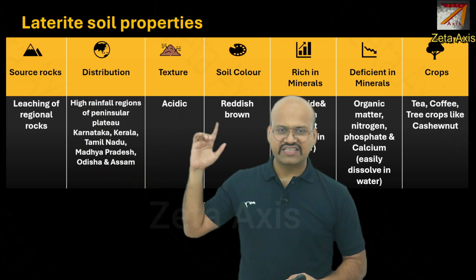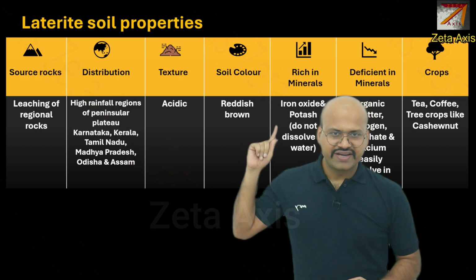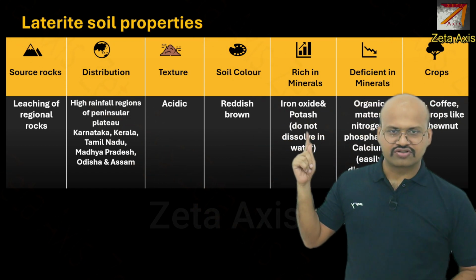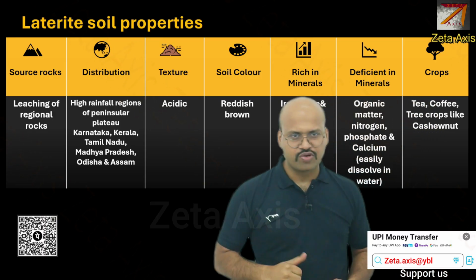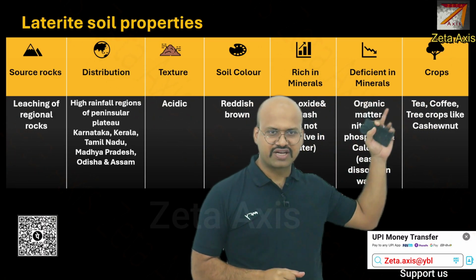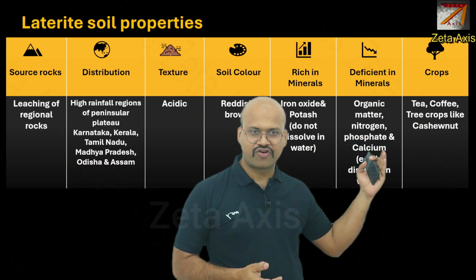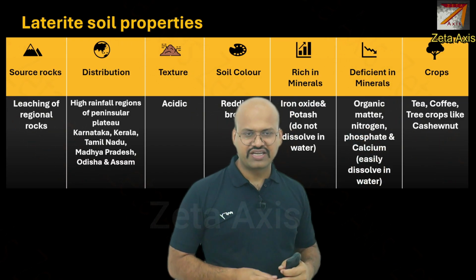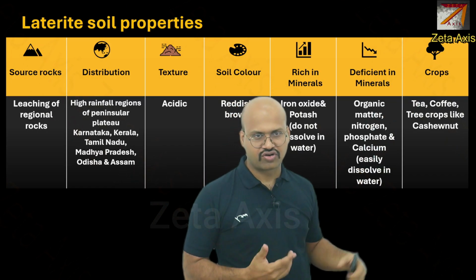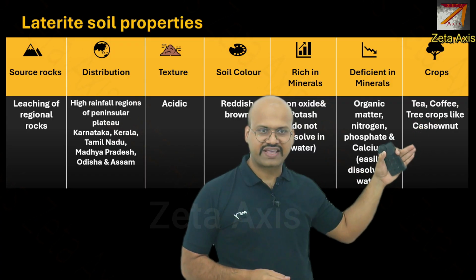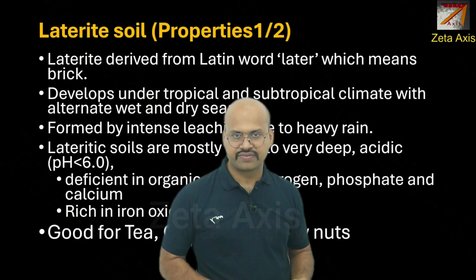It is acidic in nature. It is reddish or brown in color. It is rich in iron oxide and potash, because both of them do not dissolve in water. It also has a higher amount of aluminium. It is deficient in minerals like organic matter, that is humus, because it is removed, then nitrogen, phosphate, calcium, because they easily dissolve in water. It is good for tea, coffee crops. Tree crops like cashew nut are also very well developed in laterite soil.